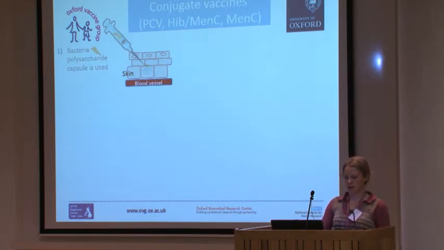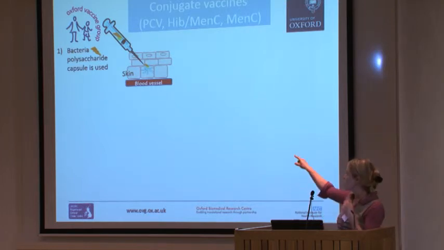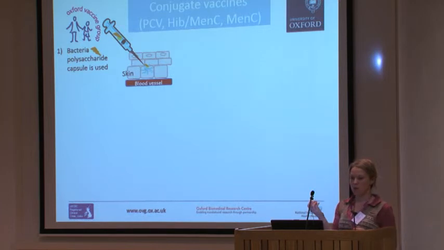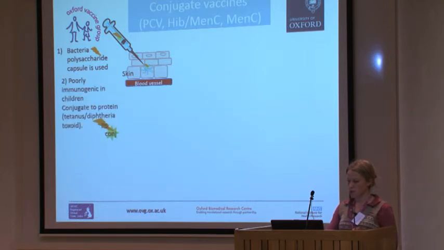And so what they've done to get around this is conjugate the polysaccharide, which I've made orange in this case, to a protein that we see all the time, so something like tetanus toxoid or diphtheria toxoid. And so you get what we call a conjugate, and the protein and the polysaccharide are linked together. And because you're immunised against things like tetanus and diphtheria all the time, you've already got some of this immune memory to help you respond to this sort of combined antigen.